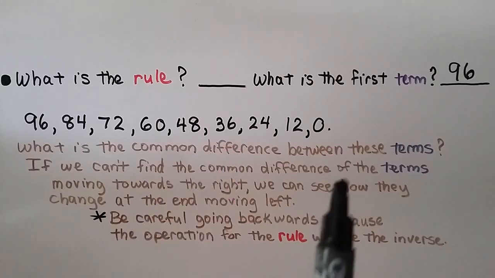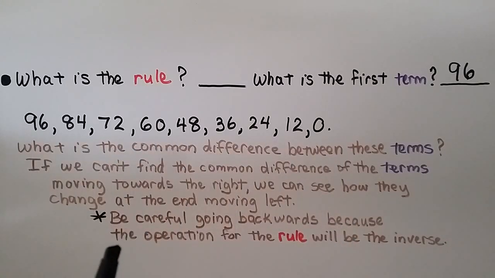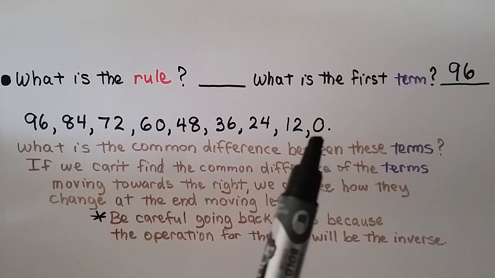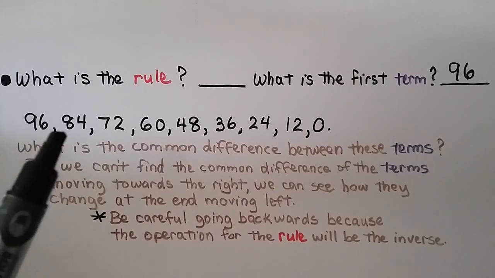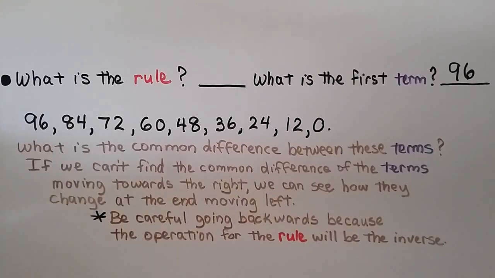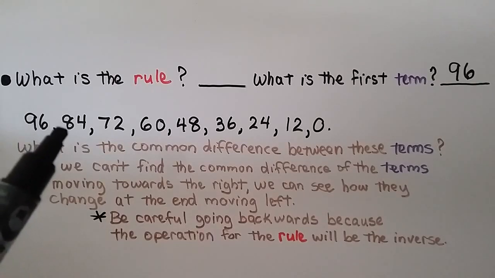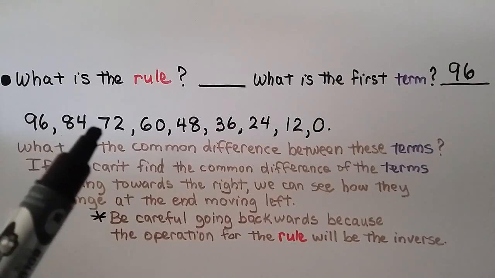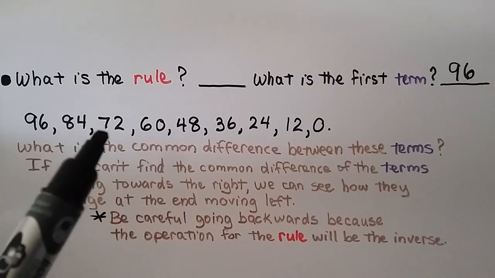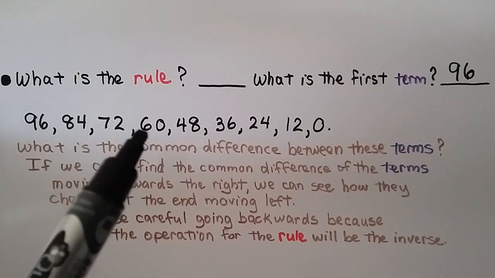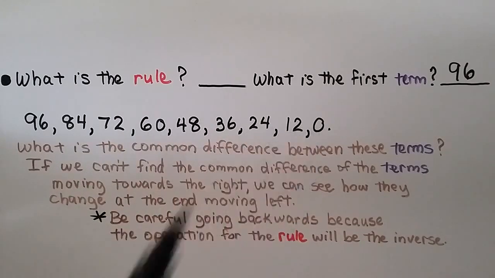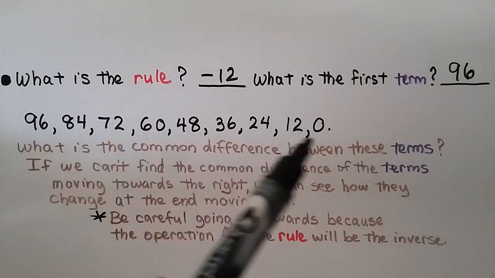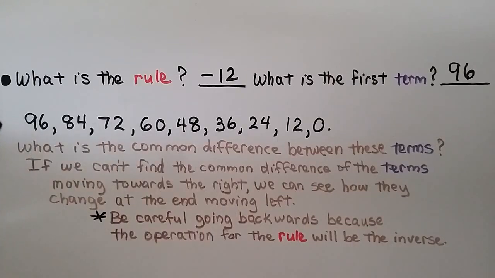But be careful, because going backwards in the pattern, the operation for the rule will be the inverse. If going backwards we're adding 12, then that means going forwards to the right, they must be subtracting 12. 96 minus 12 is 84, and we test our rule minus 12 for each term. 84 minus 12 is 72. 72 minus 12 is 60. And we continue on down and see that minus 12 fits for every term. So we know the rule is minus 12. And going towards the right to look for a pattern and going towards the left to look for a pattern would be very helpful if one of the middle terms is missing.